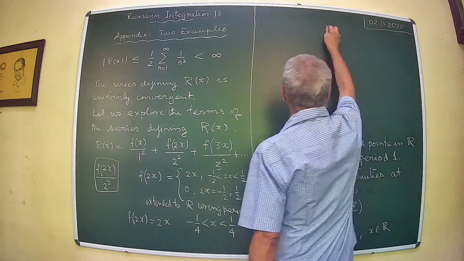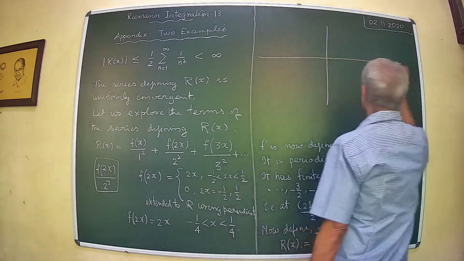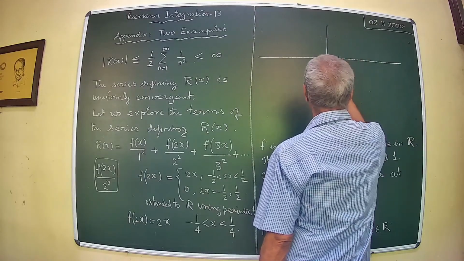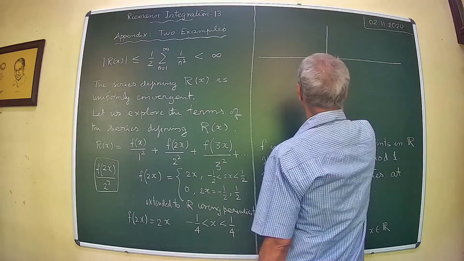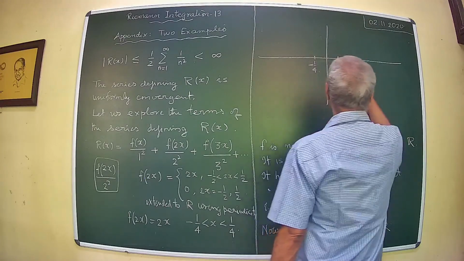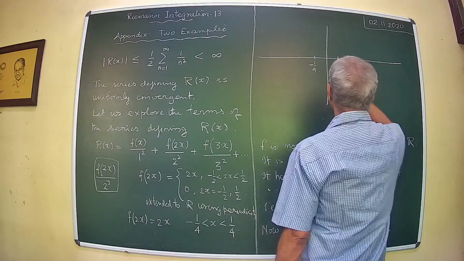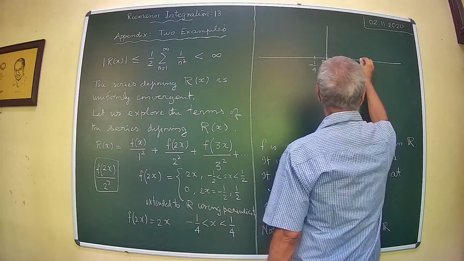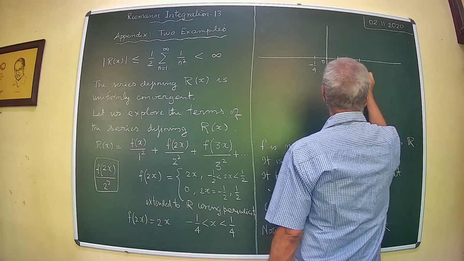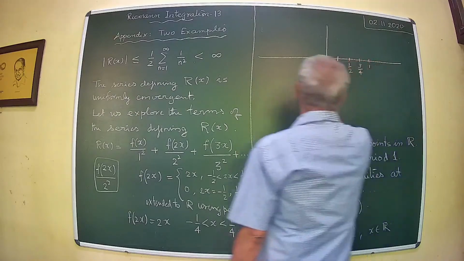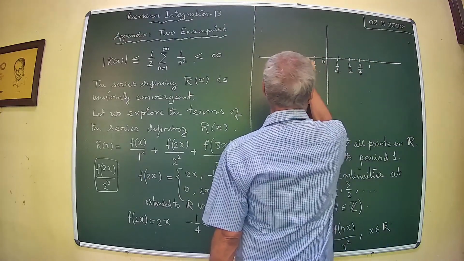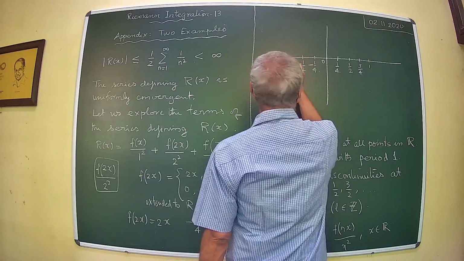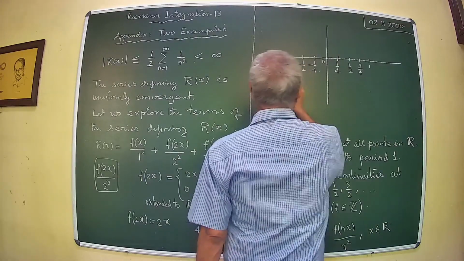Therefore, once again you see that the function is like this. So this is minus 1 by 4, this is 1 by 4. And then you have 0 here, and half here, 3/4 here, 1 here. Similarly, minus half, minus 3/4, minus 1.